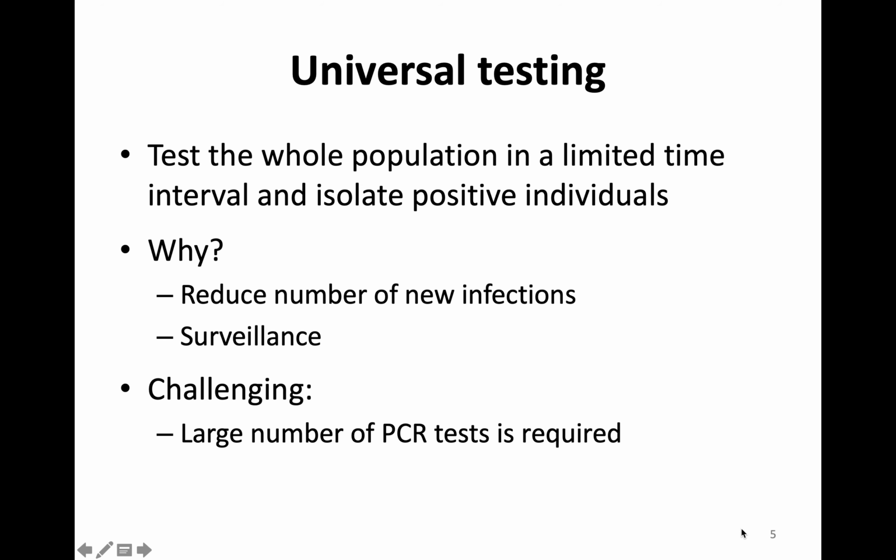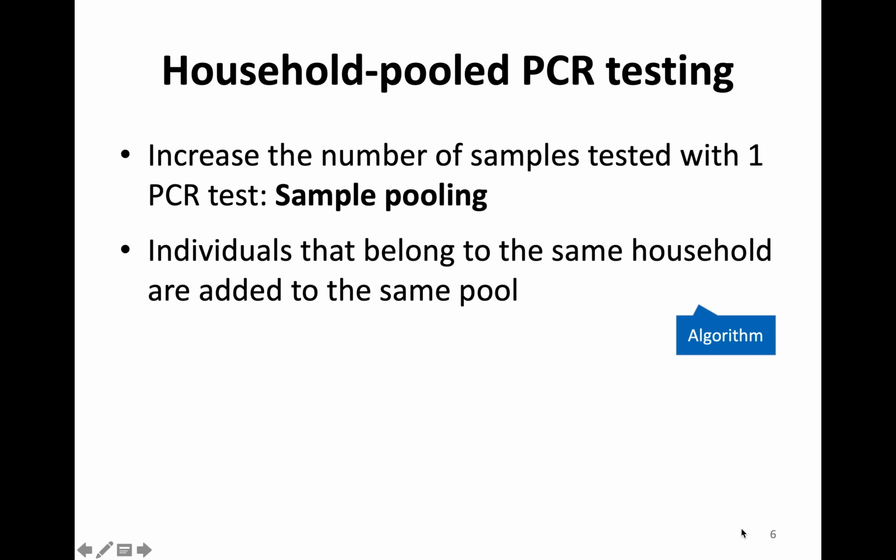It's of course a very challenging thing to do because you will need a large number of PCR tests that is required to perform such an action. And therefore, we introduced the idea to use household pooled PCR testing. And that combines the idea of sample pooling, where we increase the number of samples that can be tested with one PCR test. So we combine samples and we use one PCR test to see whether one of these samples is actually positive. And that's what we call sample pooling.